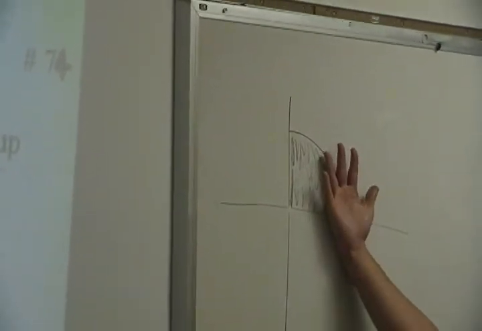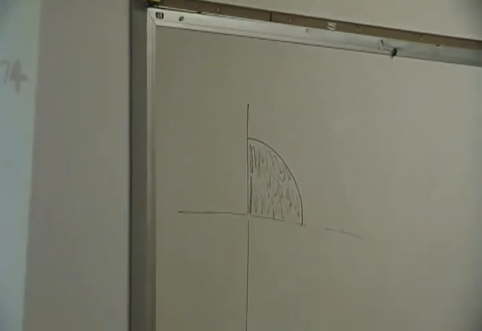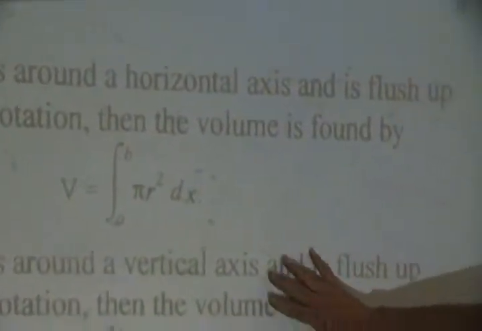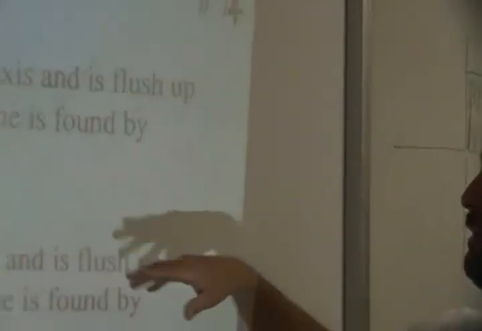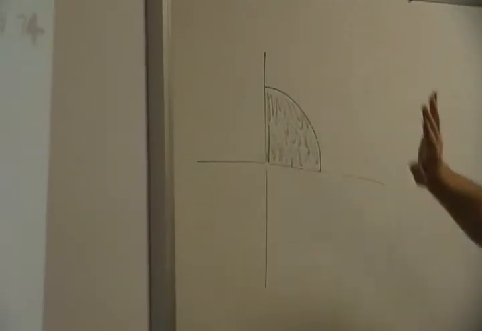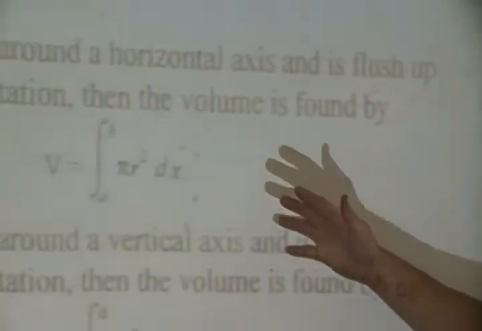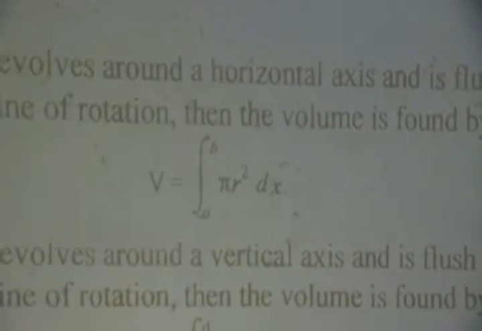Okay, I could also do this and go around this way and create a different solid. That would be rotating around a vertical axis. If that's the case, we would be using dy instead of dx. Just like on area, we had area with respect to x, area with respect to y. So you can do the same thing with volume. If you were rotating about the x-axis, or about any horizontal axis, that would be with respect to x, dx.